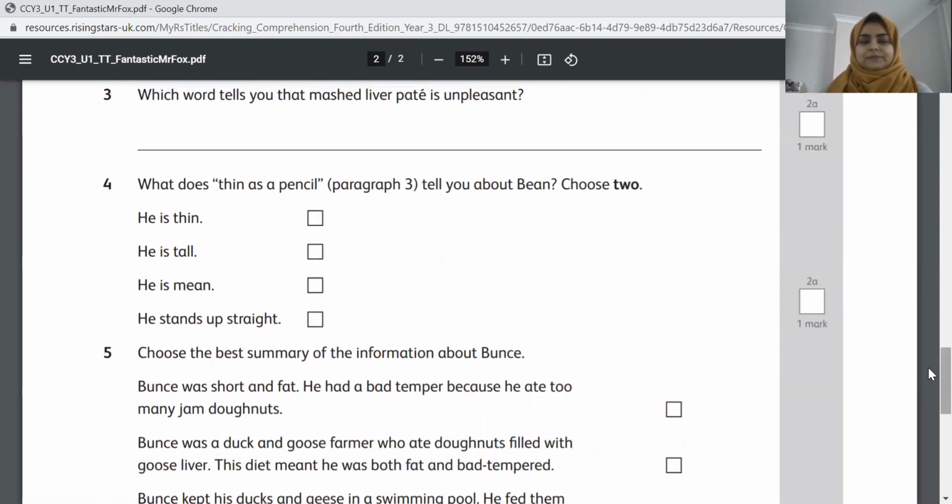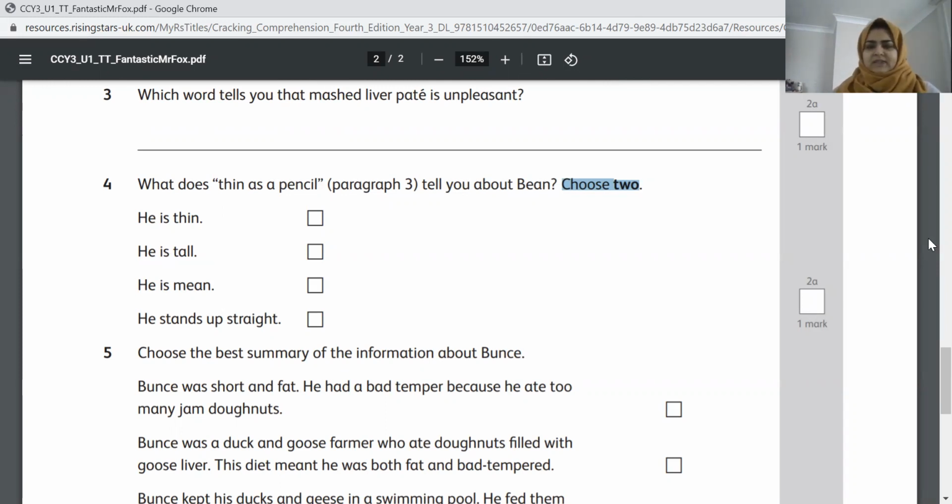I explained this to you earlier, but I will reread it and explain it to you. So question number 4 is, what does thin as a pencil in paragraph 3 tell you about Bean? You need to choose 2. Remember, because this question is worth 1 mark, you have to choose the 2 correct answers. If you do not choose the 2 correct answers, you do not get a mark. Okay? So what does thin as a pencil in paragraph 3 tell you about Bean? Does it tell you he is thin, he is tall, he is mean, or he stands up straight?